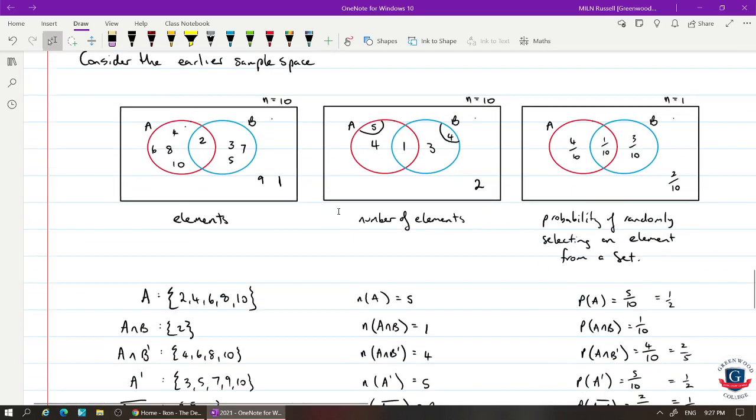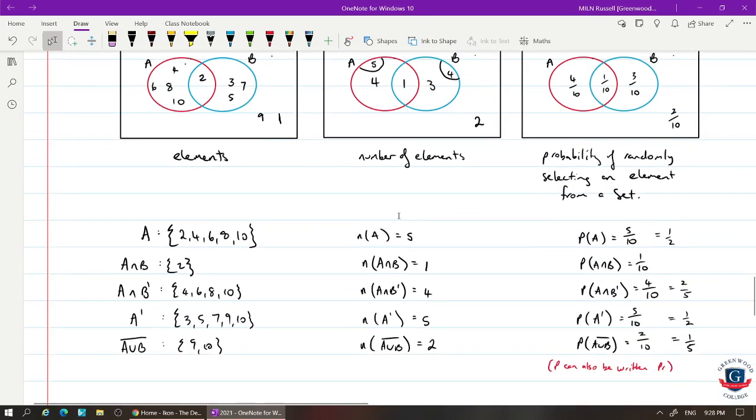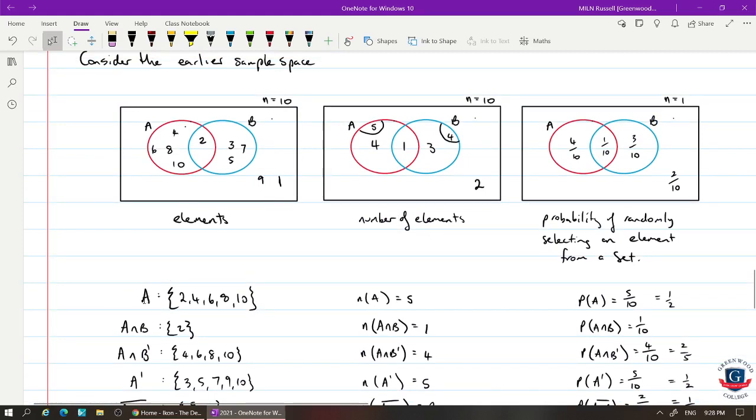So let's consider the earlier sample space. I've summarized it in these three diagrams. So if we're wanting to find set A, we could look at the red circle, the whole circle for A, and that would give us 2, 4, 6, 8. The intersection would be 2. A and not B would be A only. That's 4, 6, 8, and 10. Everything not in A would be 3, 7, 5, 9, and 1.